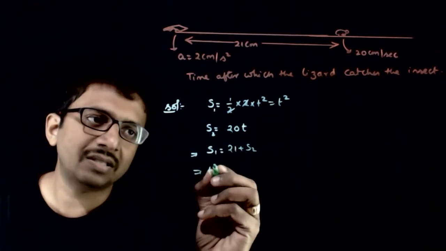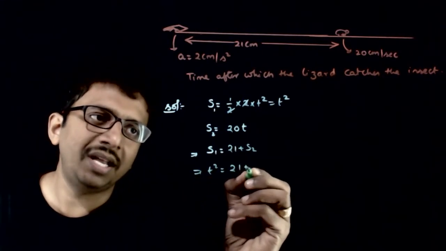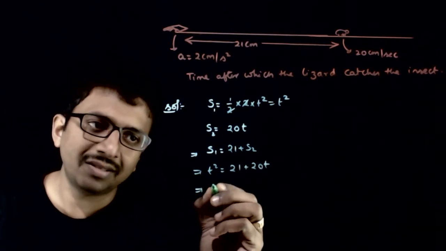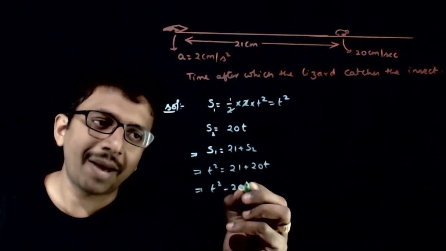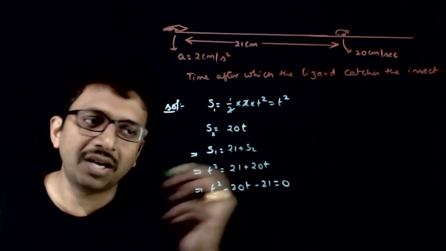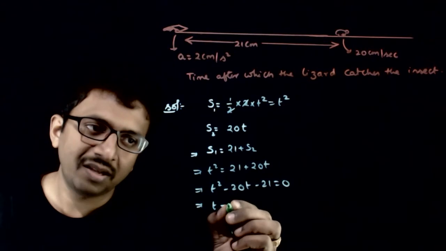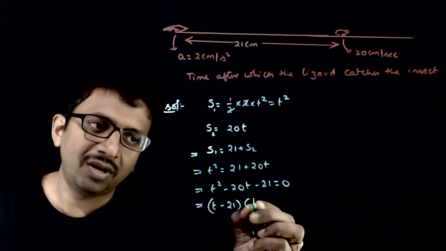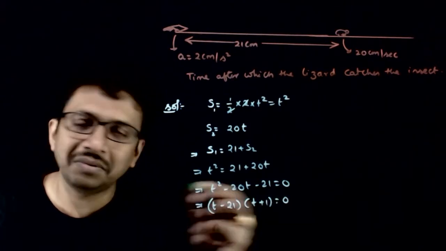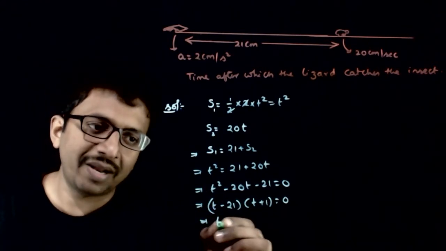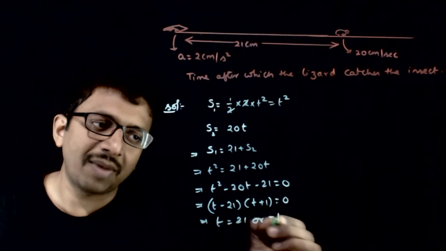So this implies t square is equal to 21 plus 20t. Now you have a quadratic equation, you can just solve this. t square minus 20t minus 21 is equal to 0. This implies (t minus 21) into (t plus 1) is equal to 0. This implies t equal to 21 or minus 1.